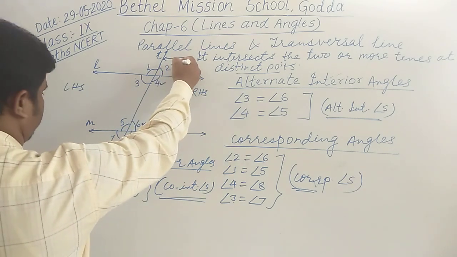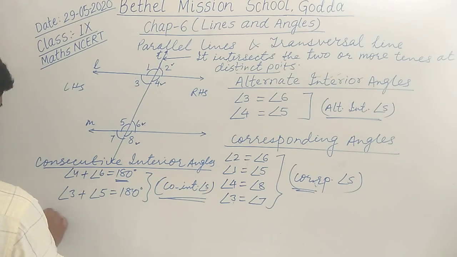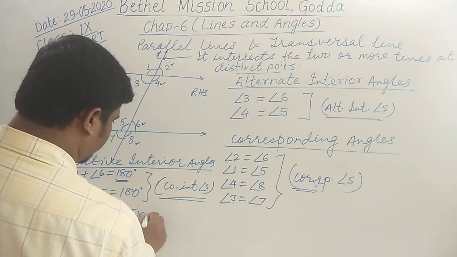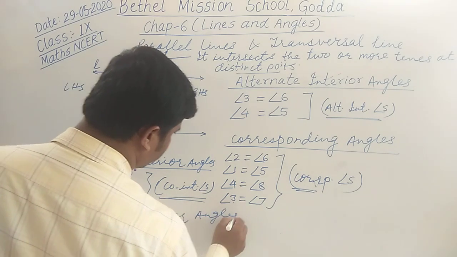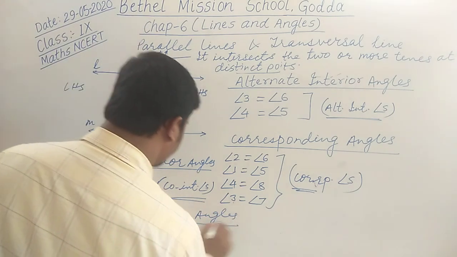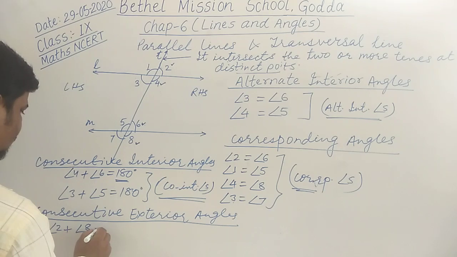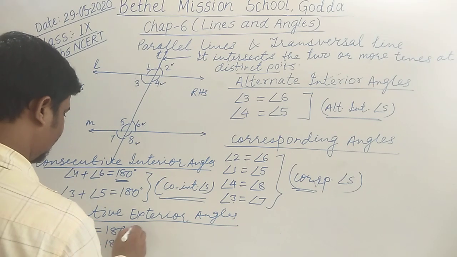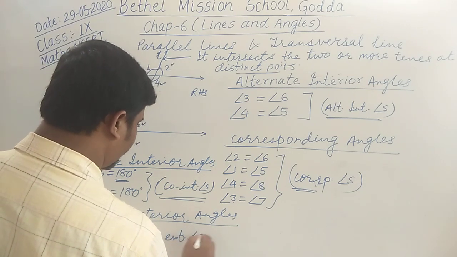Next, like that, this will be consecutive exterior angles. Their sum also will be 180 degrees. So angle 2 plus angle 8 equal to 180 degrees. Angle 1 plus angle 7 equal to 180 degrees. Co-exterior angles.